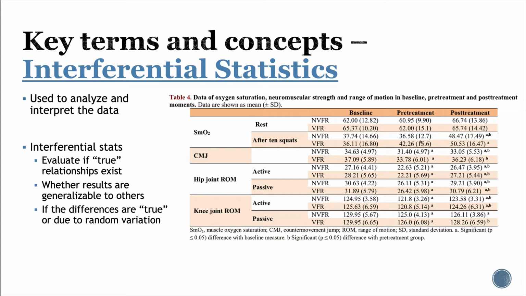And what we see are differences, right? If we look at the countermovement jump, they jumped 31 centimeters before the treatment. They jumped 33 centimeters afterwards. In the vibrating foam roller group, they did 33 and 36. So we see a change. We see an increase in jump height from pre to post treatment in these things. We see changes in a lot of them.